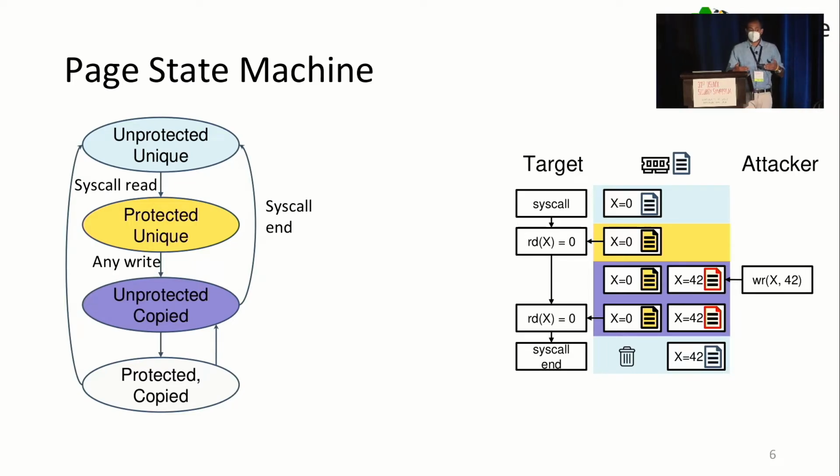In this particular case, the page is unprotected because the latest copy, the one holding 42, does not need to be protected and allows concurrent writes from user space and any other threads. However, there are multiple copies, so this is the third state.